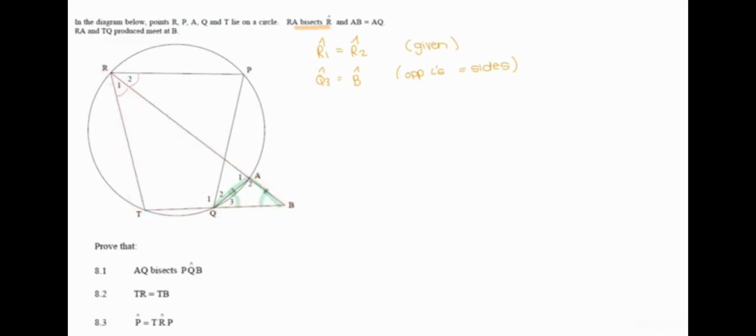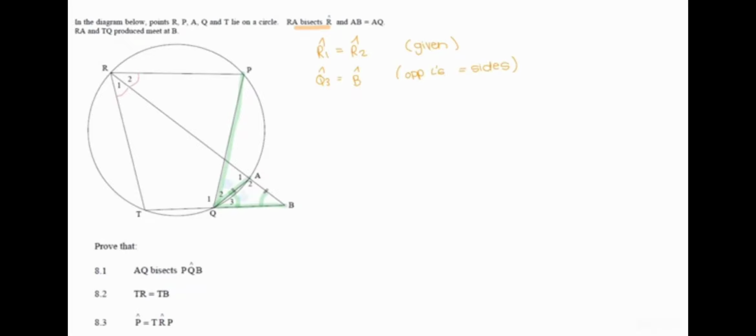Now it says we need to prove. Now proofs are a little bit more difficult. Okay, so let's get into it. They say we need to prove that AQ bisects angle PQB. Let's first get rid of this just for now. Remember what the principle was with bisect: the angle that it bisects, those two parts need to be the same.